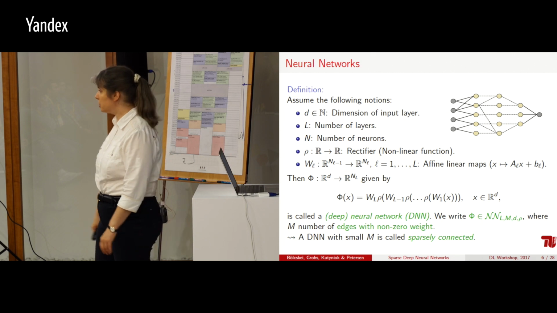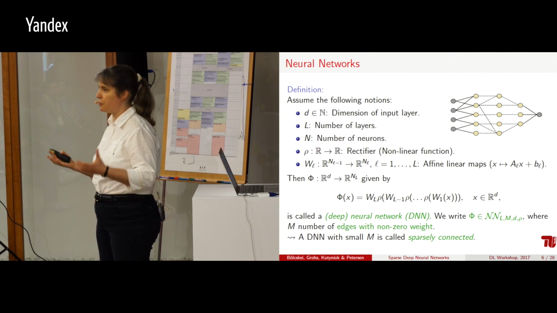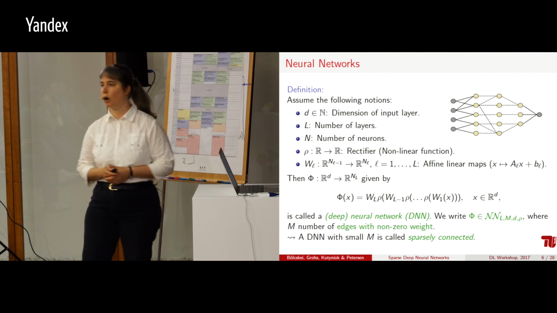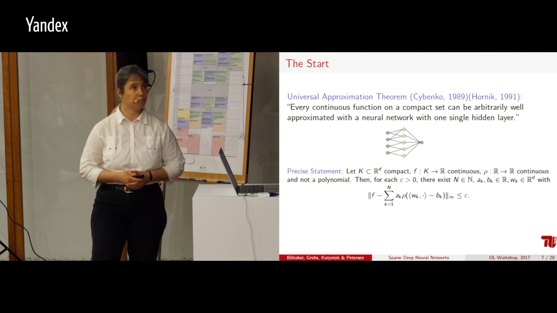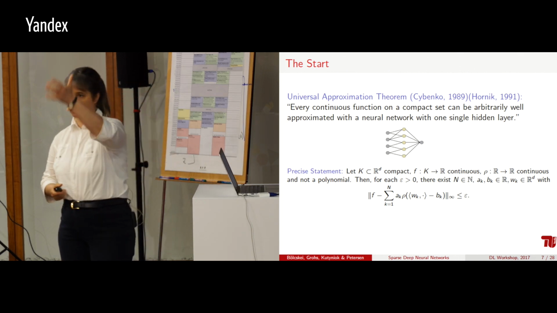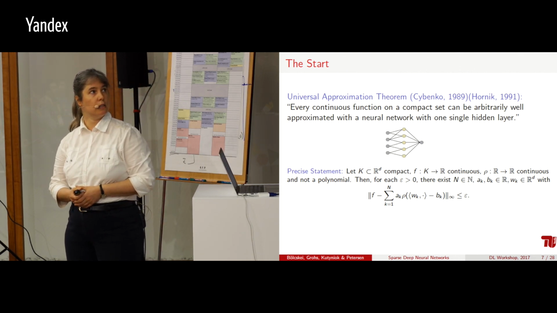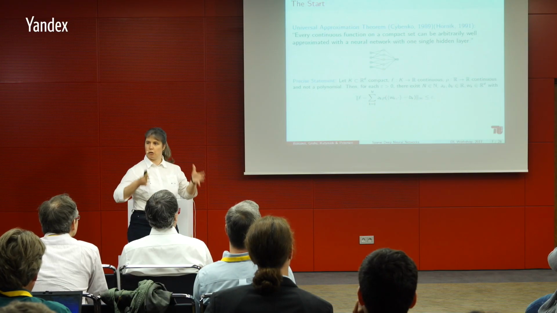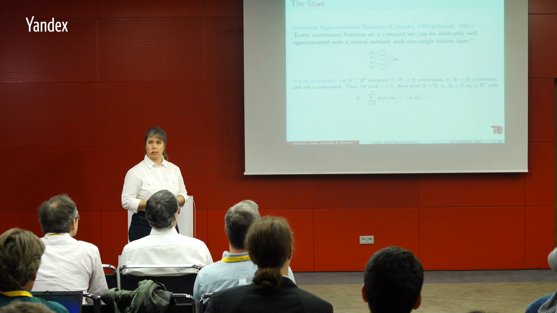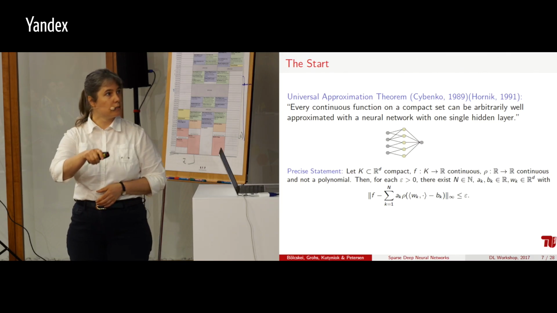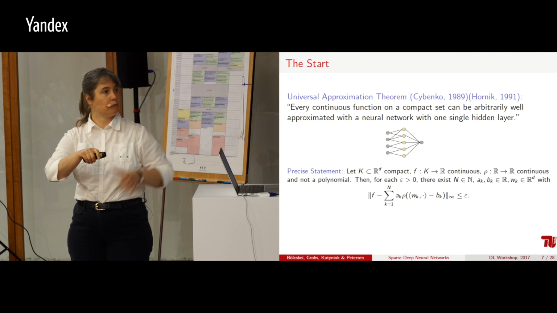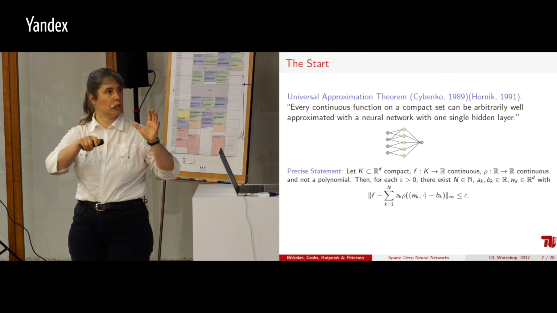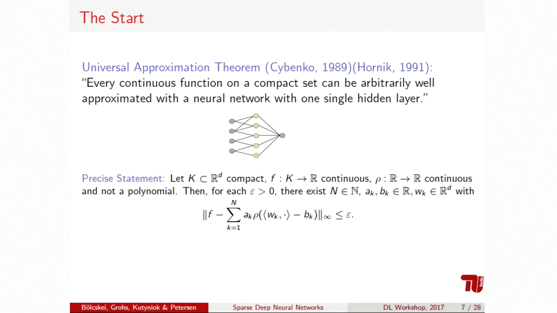Now, if we look at approximation properties, there's a famous theorem which we already saw during yesterday's talk, which is the universal approximation theorem. It basically says, as we heard yesterday, if you have a continuous function on a compact set, we can approximate it arbitrarily well with a network with one hidden layer. So this is the precise statement: f is my function, I have an arbitrary accuracy, and this is the function which is given by a network with one hidden layer.